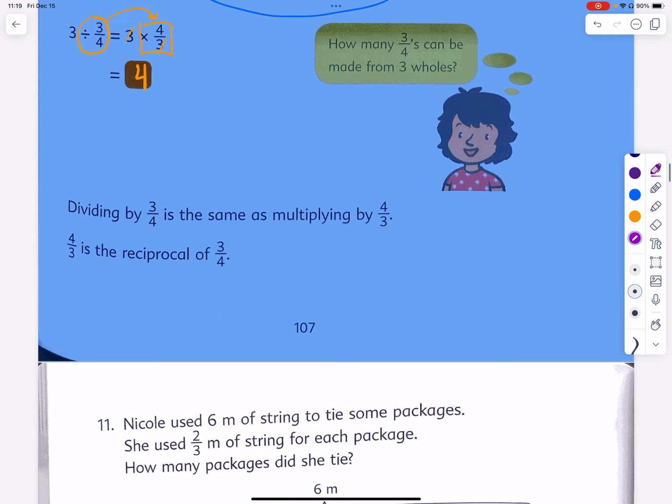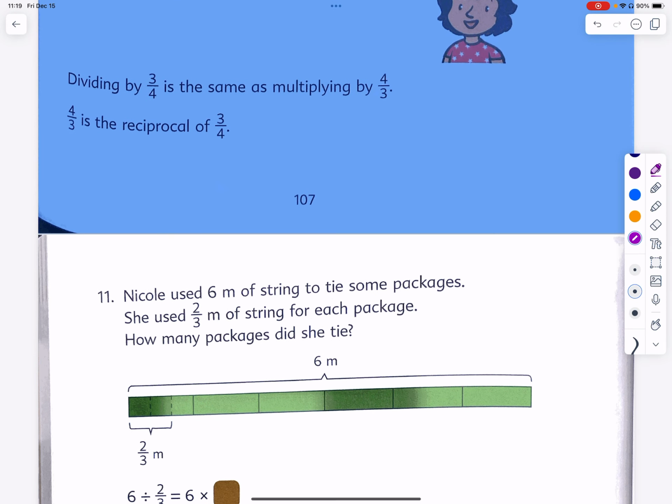Okay? Now, dividing by 3/4 is the same as multiplying by 4/3 because these two numbers are reciprocals. The definition of reciprocal: 4/3 times 3/4. When you have two reciprocals and you multiply, everything cancels down and you have just one whole.